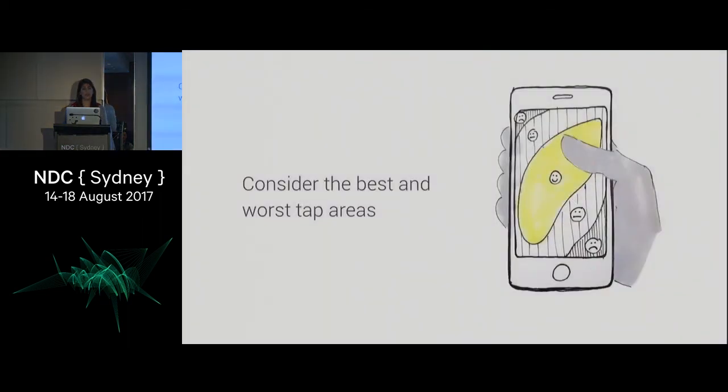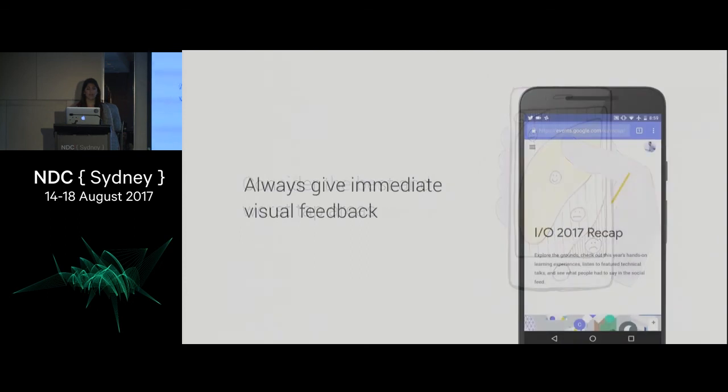The first thing we need to know is that we need to consider the best and worst tap areas on mobile. Because after a lot of studies, we realized that the best area on the phone is the one in the middle. The worst ones are the top left and the bottom right, or bottom left and top right. You could also test your app and see which one works for you and for your users, but it's good to know and it's good to consider.